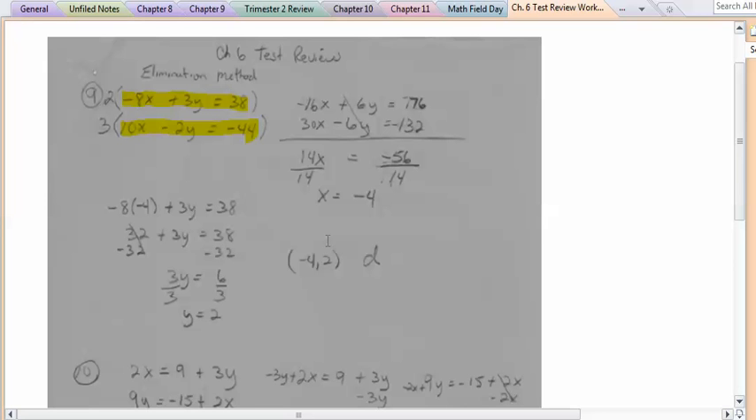Okay, and now number 9, the work for number 9. The original problem is the yellow highlighted there. We're using elimination method, and I looked to see which one would be easier for me to eliminate, and I chose to do the y. I have a 3y and a negative 2y. So on the top one, I multiplied by a 2. And on the bottom, I multiplied by a 3. Because when I multiplied this, I got this equation right here.